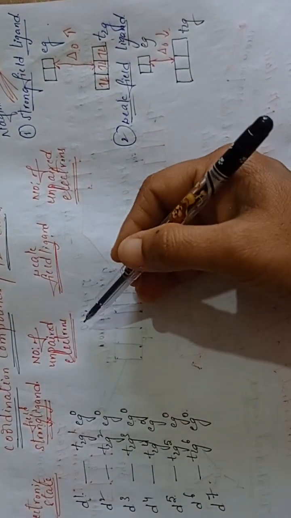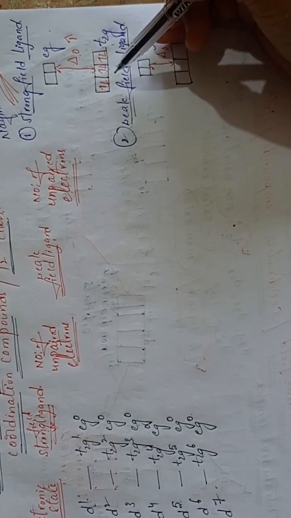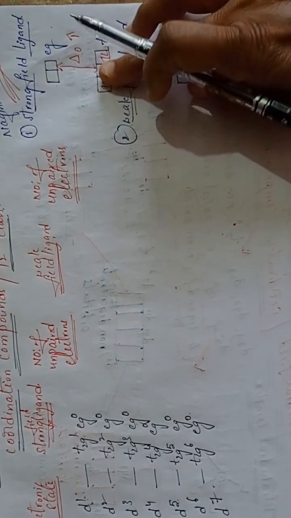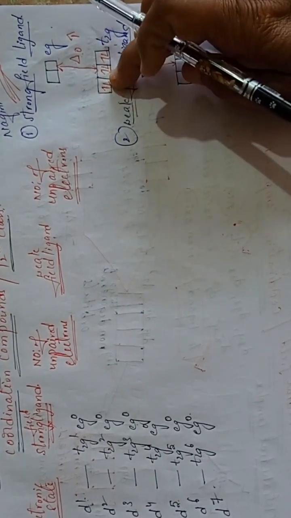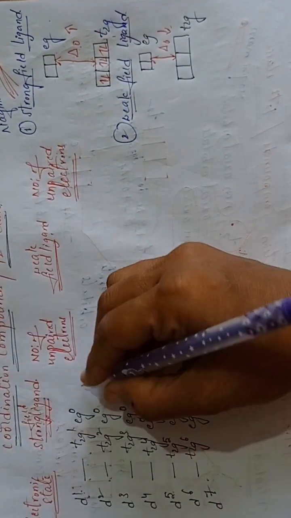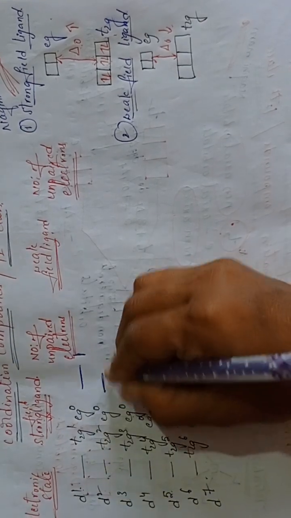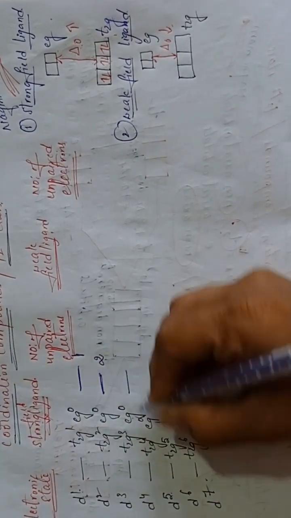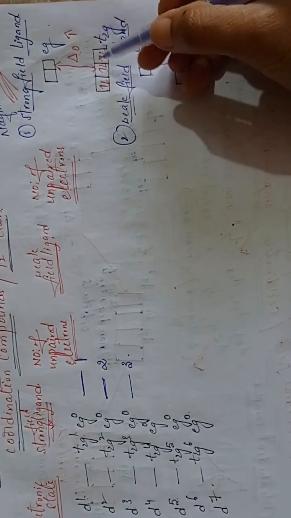Number of unpaired electrons, how to write? In D1, only one electron is there here. So how many unpaired electrons? One unpaired electron here. In T2G2, two unpaired. T2G3, three unpaired electrons. Yes or not?